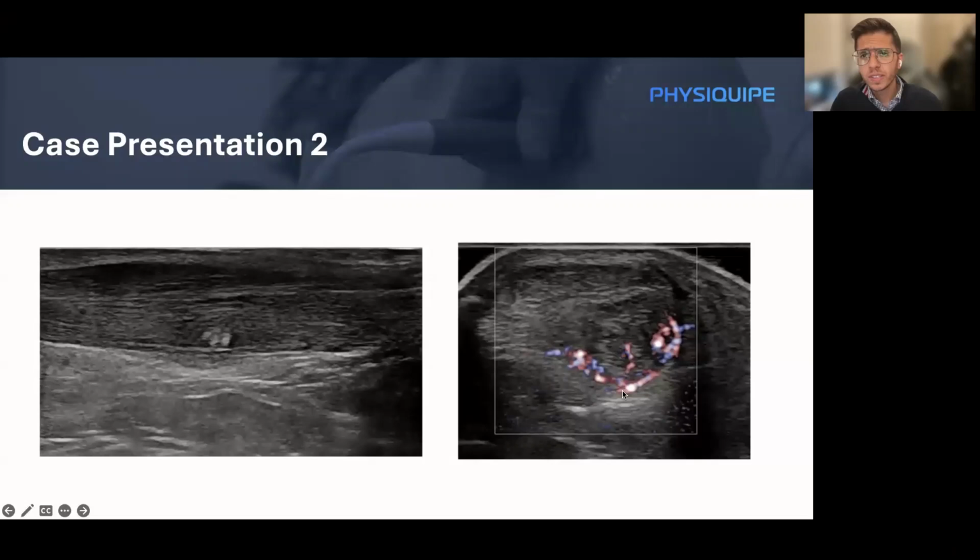But actually, if you look at this in transverse and you pop the Doppler on, again, you can see this is quite active, that inflammation, which suggests to us this is probably an acute on chronic flare. If you go back to the history and you think, okay, he's had this for 2 years, what's changed, what's happened? Asking about the recent course of antibiotics for his UTI was key.